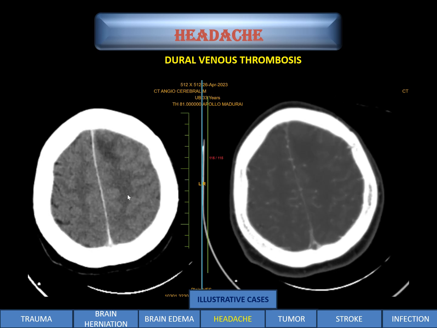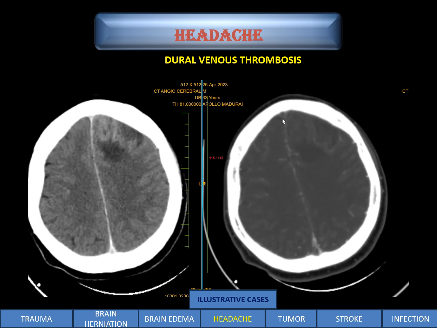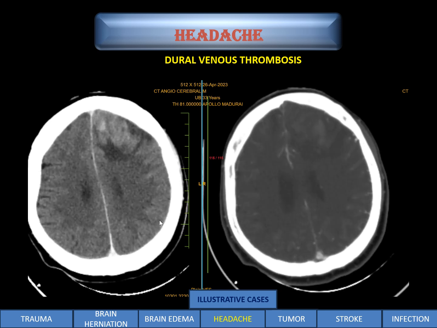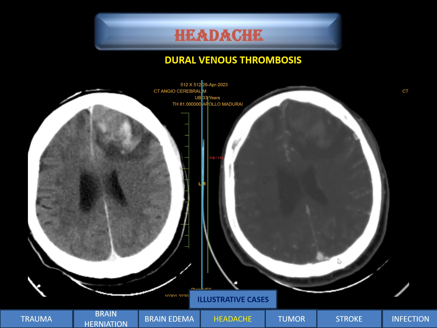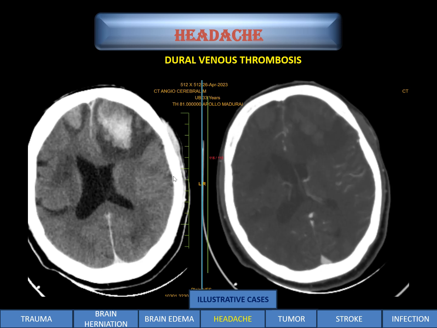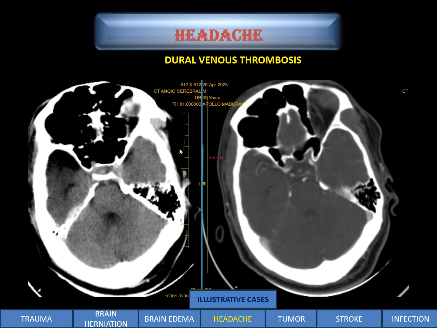As we move inferiorly, we are able to see that there is a filling defect. The left side of the dural sinus is appearing white, whereas the right side is appearing more blackish. That is because of a thrombus which is sitting within the dural sinus. There is also vasogenic edema. This is again the thrombus which is shown here. There is a filling defect anteriorly also, and there is a hematoma which is seen in the left frontal lobe. Here we are able to see the hematoma in the left frontal lobe.